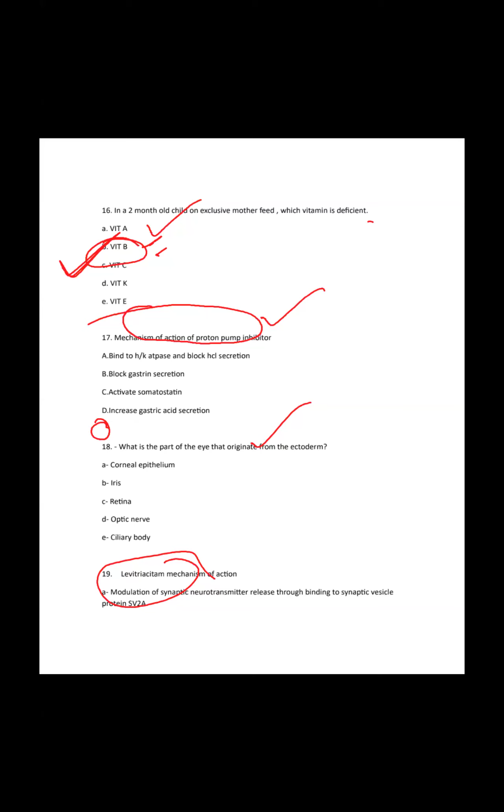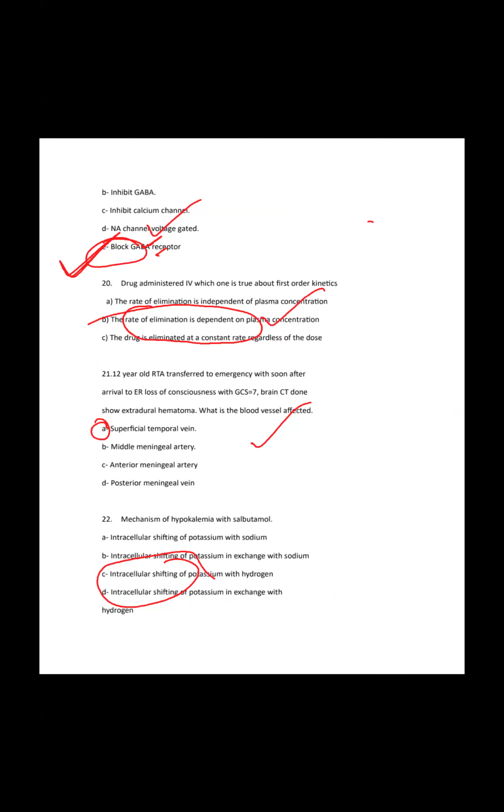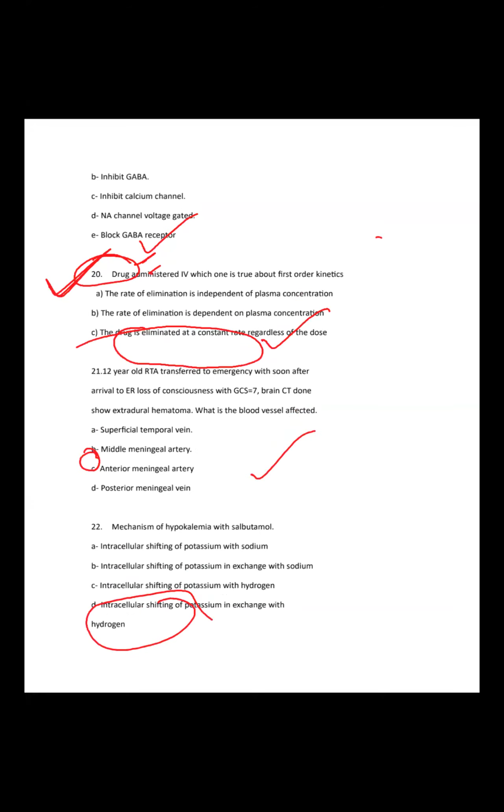It's a corneal epithelium that arises from the ectoderm. What is the levetiracetam mechanism? They have already mentioned: they work on the synaptic vesicle protein, specific protein SV2A. Yes. Next question. Drug administered IV.